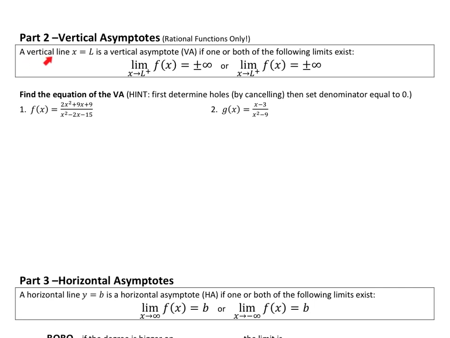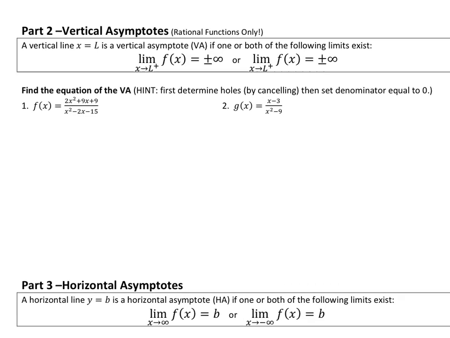A vertical asymptote is a vertical line x = L if one of the following limits exist, meaning the limit as x approaches some value of f of x is positive or negative infinity. Meaning, if we look at the graph at a certain point, and the graph is going all the way up or all the way down to positive or negative infinity, then we have a vertical asymptote.